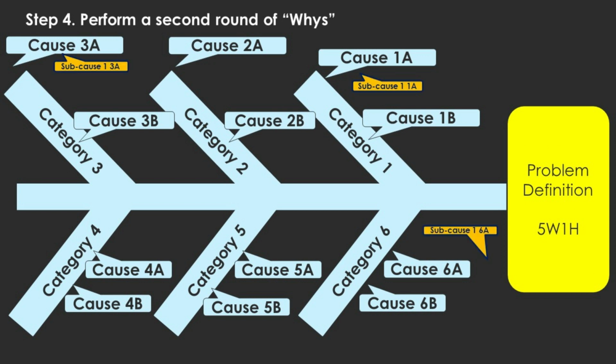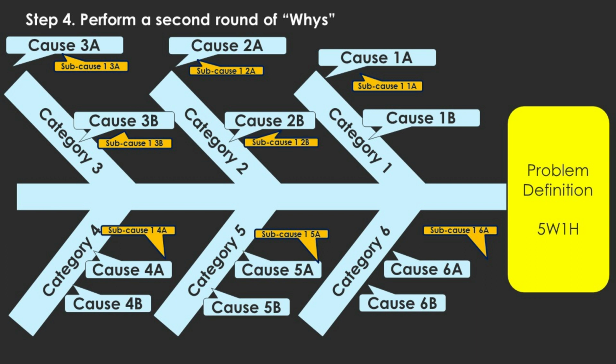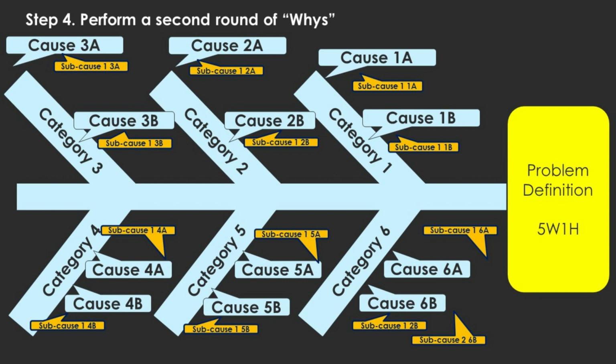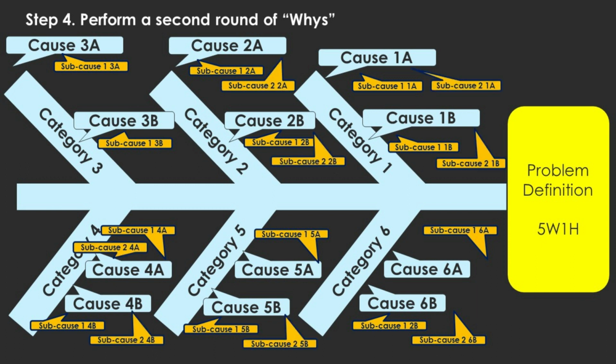Step 4. Perform a second round of whys, aiming to generate a deeper level of sub-causes. This should give you multiple potential causes. You could run a third round of why of selected causes if you find it relevant.